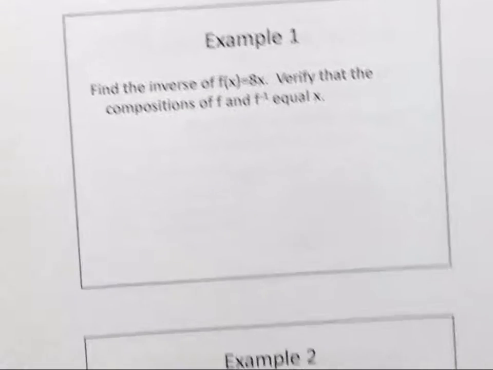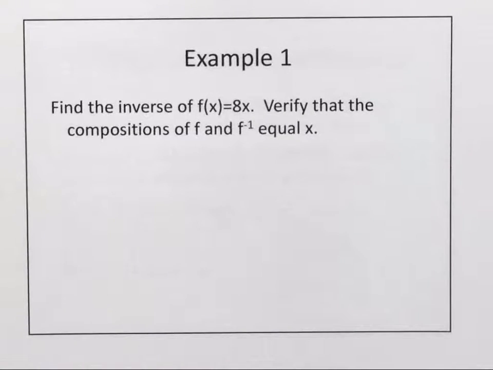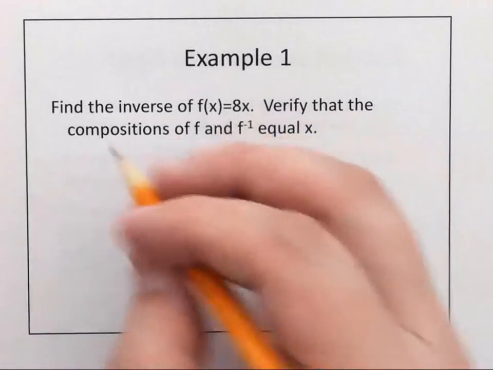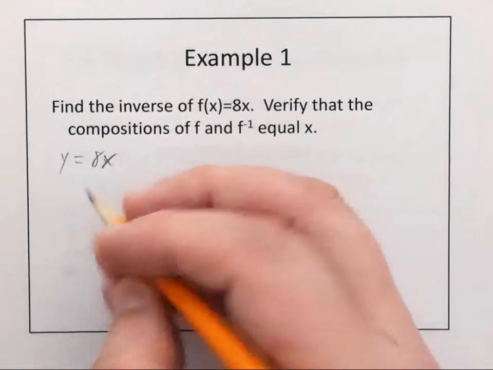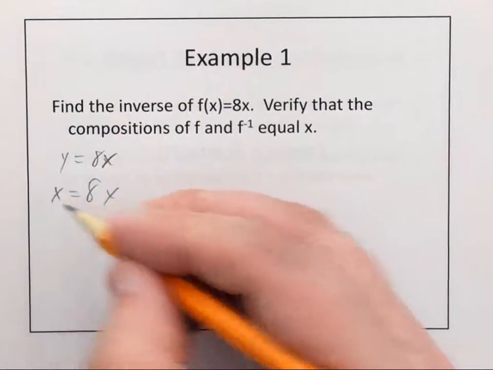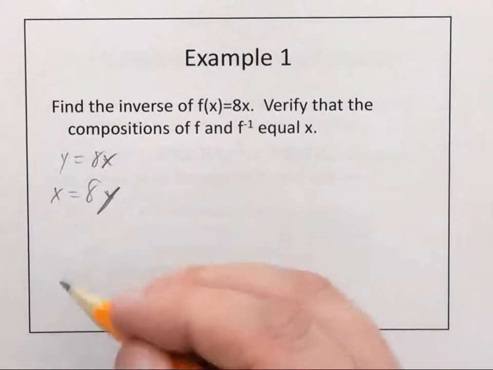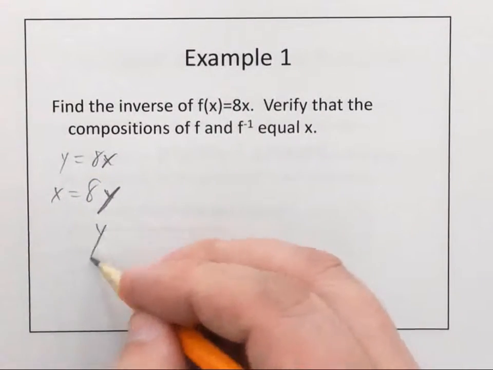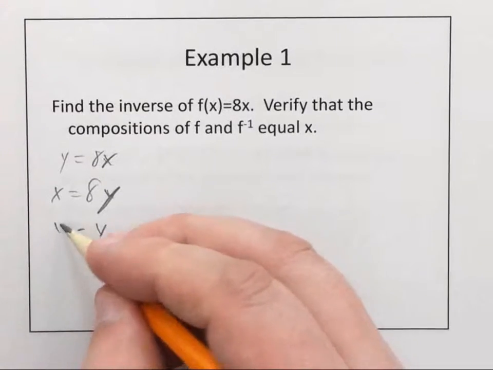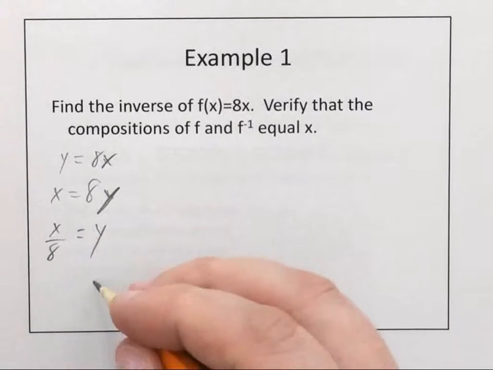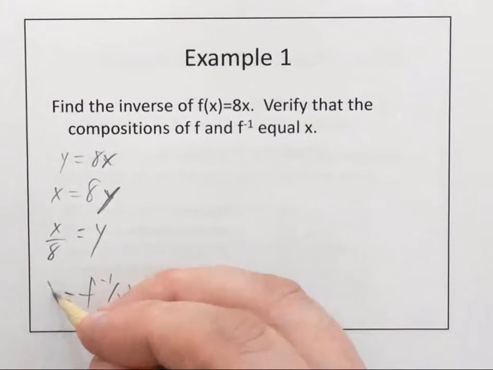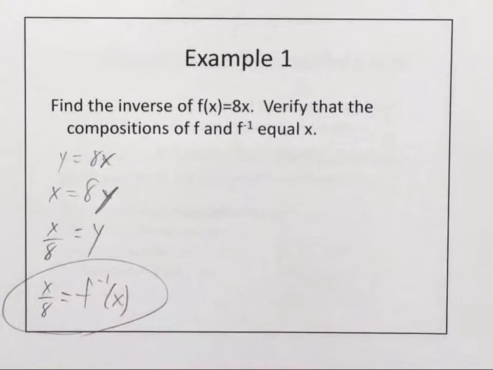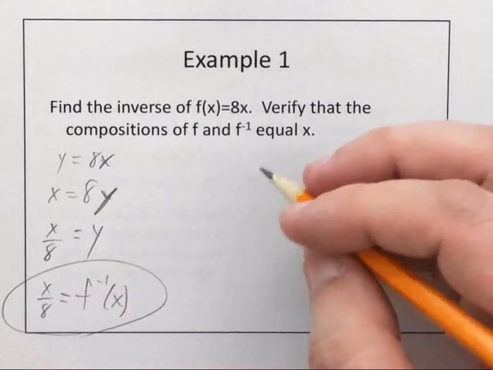So, if I want to find the inverse of 8x, and I want to verify that they are inverses of each other, well, I'm going to start off first off writing this as y equals. Then I'm going to swap the x and the y. Then I'm going to solve for the new y. So to solve for that, I'm just going to divide by 8. And then your final step is to replace it with that inverse of f symbol. There's your inverse.